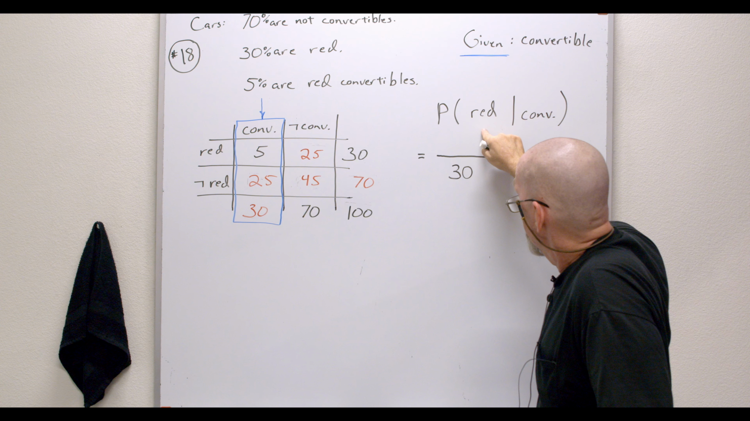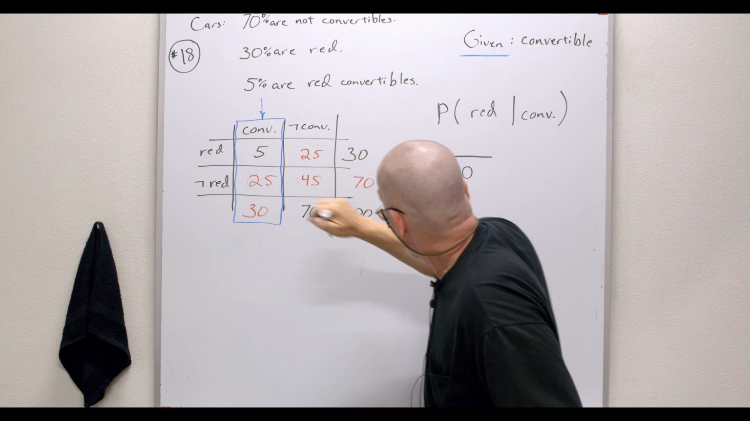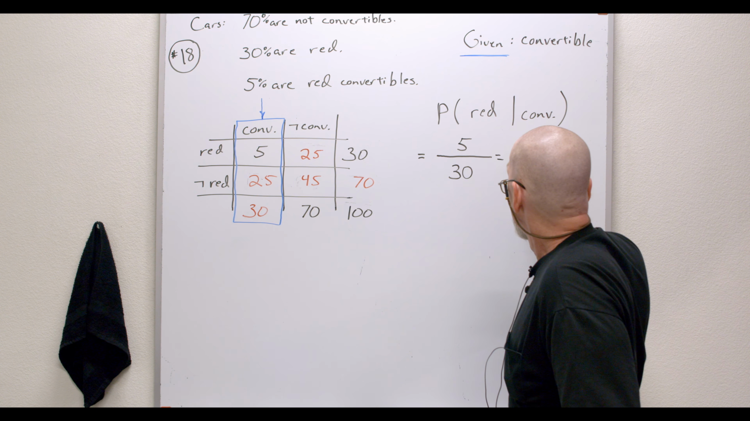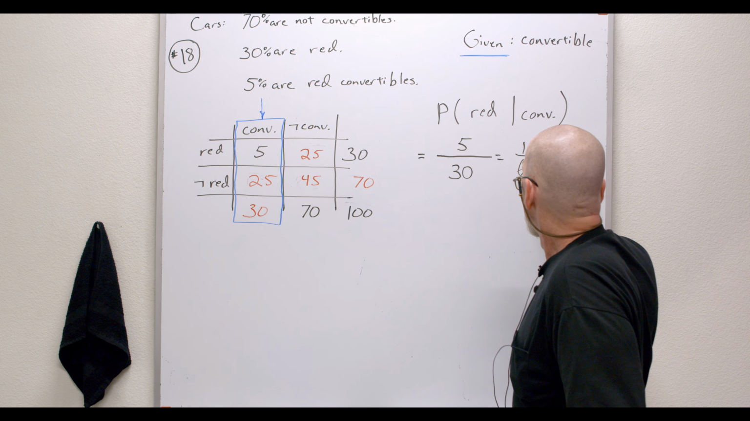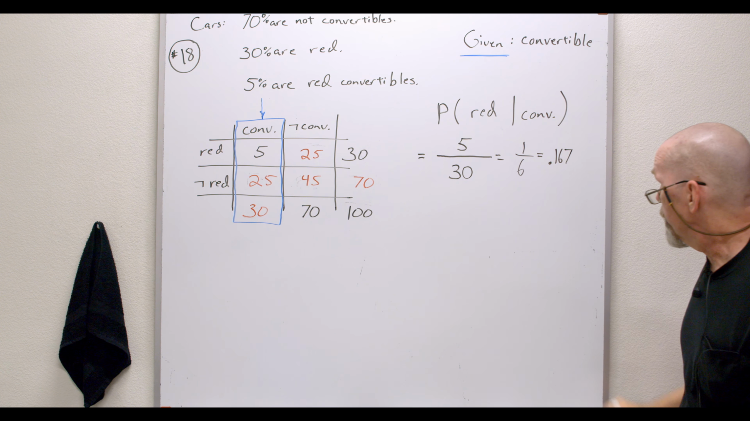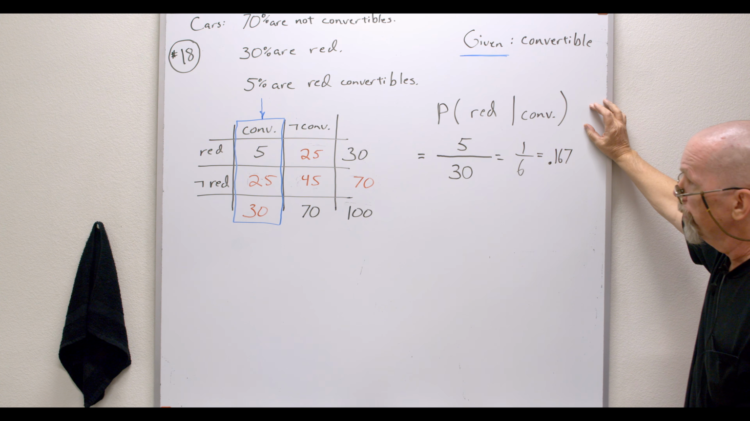What is the probability that it is red? In this column, 5 of them are red. We would have 5 out of 30, which rounded to 3 decimal places is 0.167. So that there, is the probability of red given convertible.